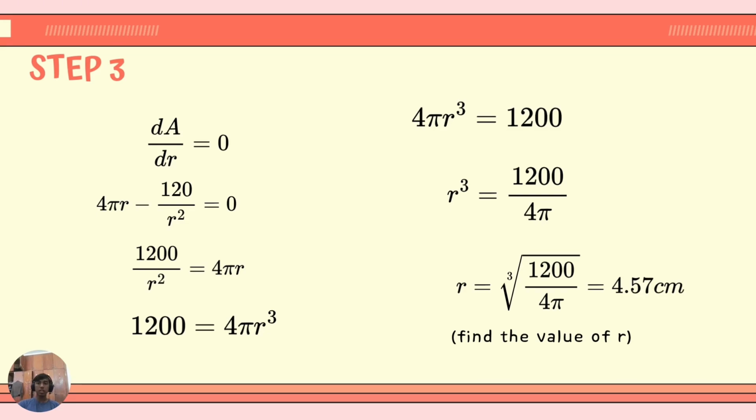After equating the derivative to 0, we multiply through by r squared to eliminate the fraction. Then, we rearrange the equation to isolate r cubed. Finally, take the cube root to solve for r. At this stage, we have found the radius r that minimizes the total surface area of the container to be approximately 4.57 cm.